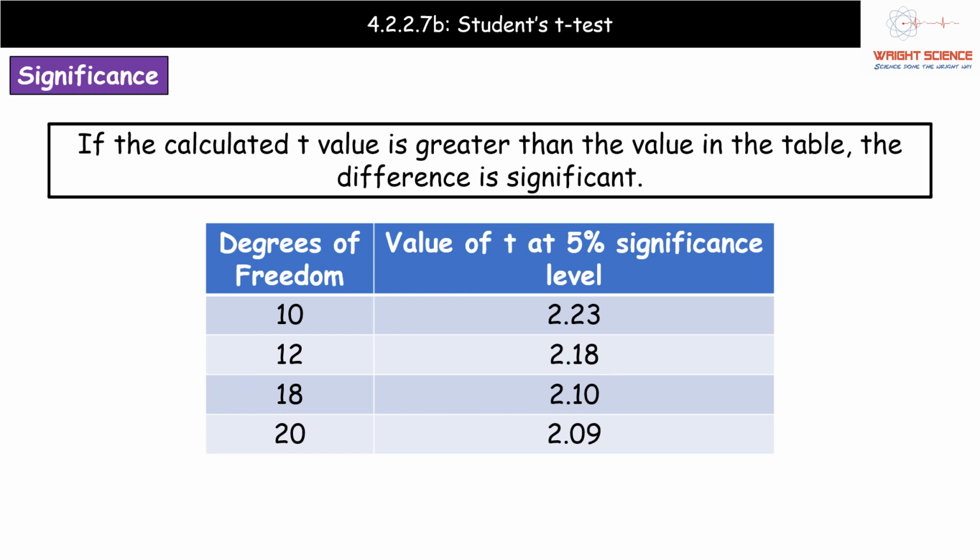Now, our calculated t value, if you remember, was 0.46. And we're looking at our 18 degrees of freedom, so we're comparing to 2.10. Now, all we've got to do is look to see, is our value greater than or less than the value in the table? So 0.46 is less than 2.10, therefore our difference is not significant. We would therefore accept the null hypothesis that the difference between these two means is not significant.